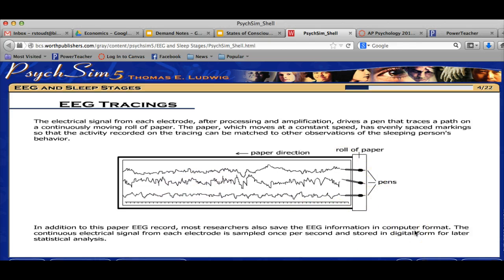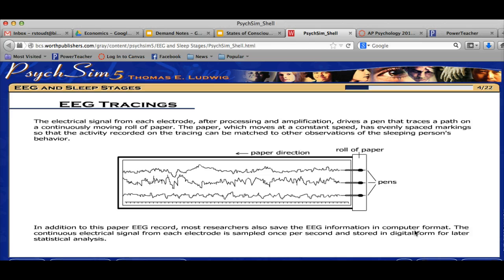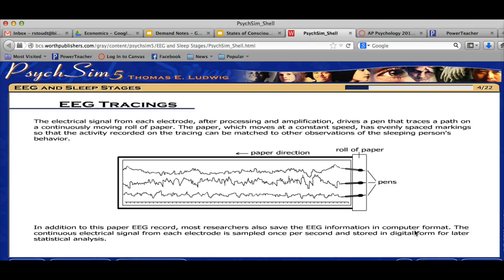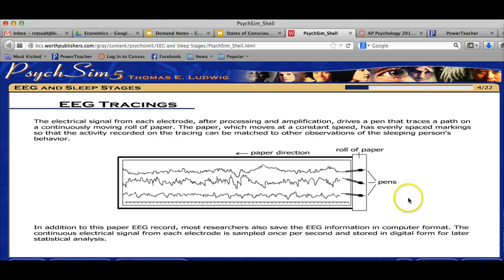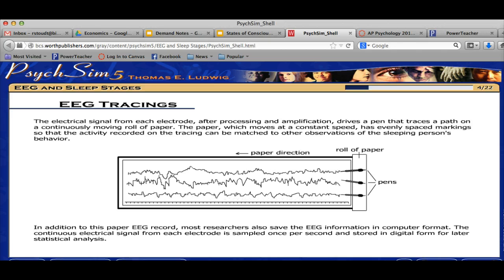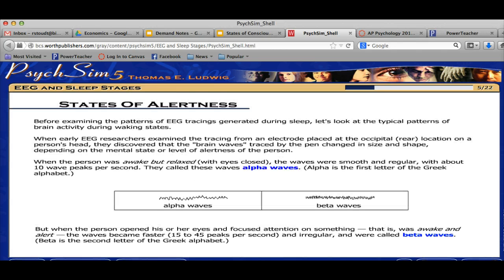They place electrodes on your head. They look at when you are awake and when you're asleep and what your brain waves look like. Okay? So this is what I wanted to get to. This is talking about states of alertness. I'm not going to read you the whole thing. You can read. Obviously, I'll read some slides and some that I won't. I'll summarize.